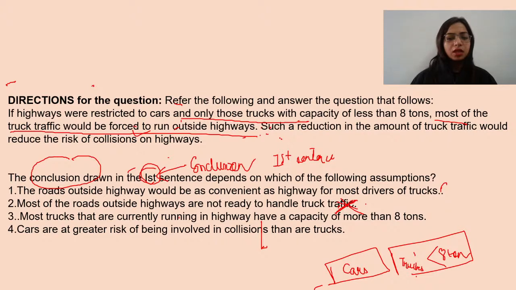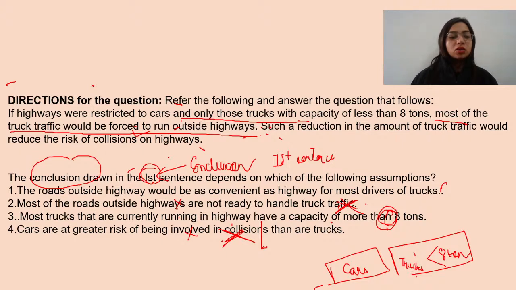Three says most trucks that are currently running in highway have a capacity of more than 8 tons. This seems to be the right answer. And four says cars are a greater risk of being involved in collision than trucks. How can you say that? He's only concluding that most of the traffic would be diverted. So about risk of collision we are not talking. About what is convenient, what is not, or what is able to handle, what is not, we're not talking.